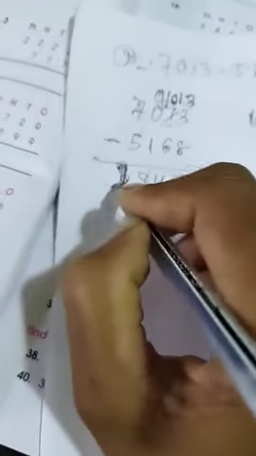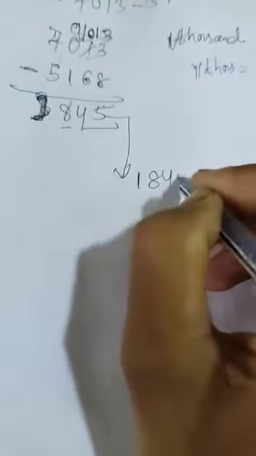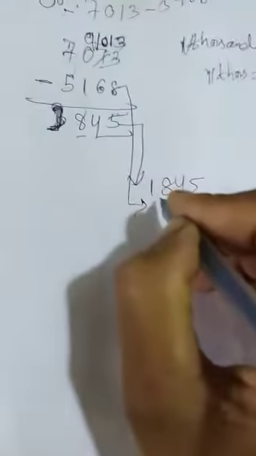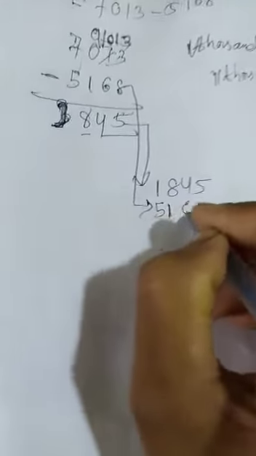And the answer is 1845. How can we check? First you write your answer 1845. Then you write the smaller number below, like 5168. Then you add them. 8 plus 5, 13, 1 carry. 6 plus 4 equal to 10 plus 1, 11, 1 carry. 8 plus 1, 9 plus 1, equal to 10, 0 and 1 carry. 5 plus 1, 6 plus 1, 7. The answer is 7013, which is the larger number.